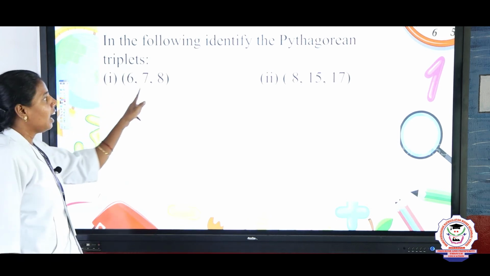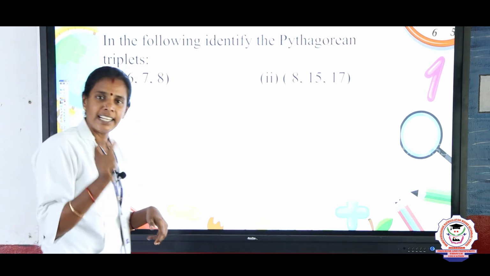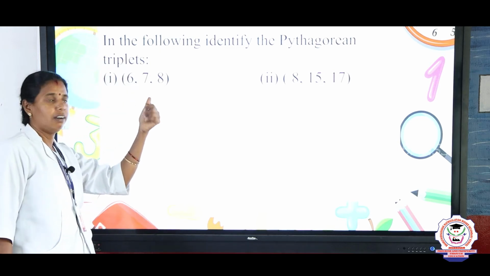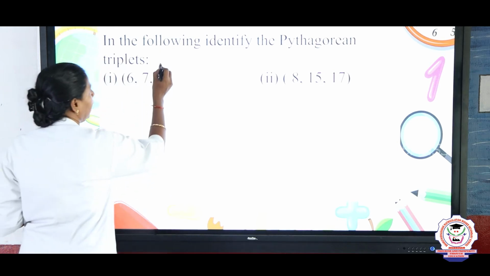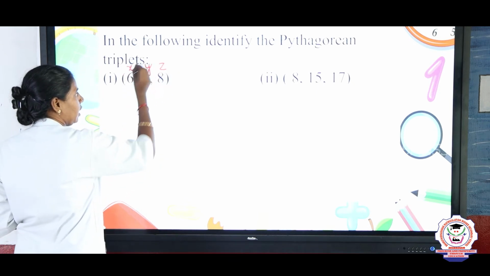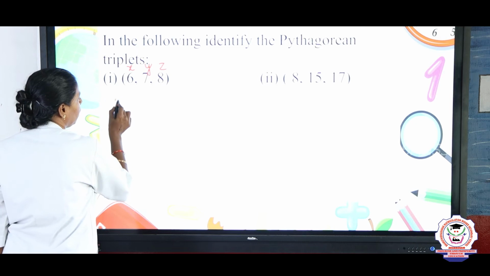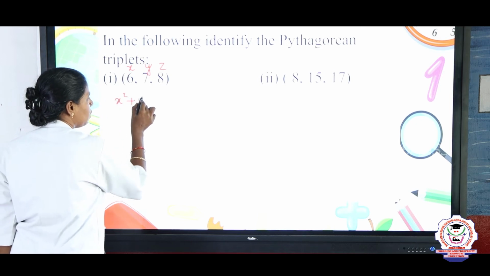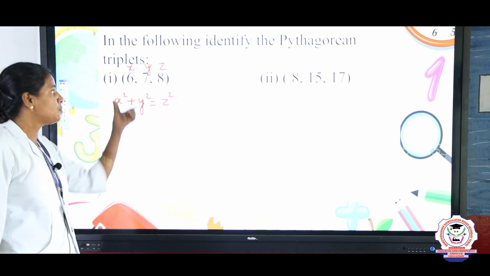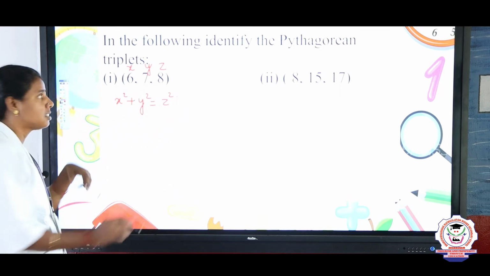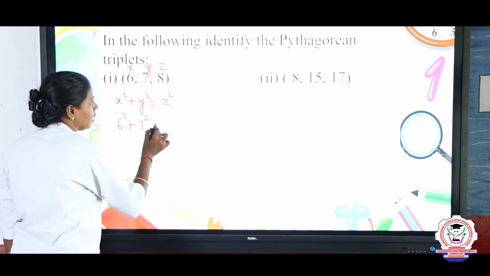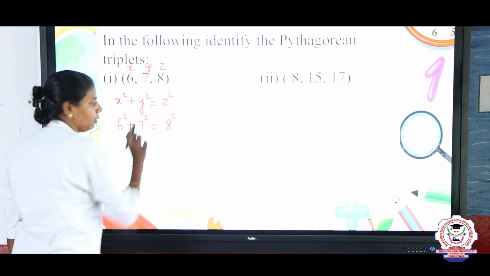See, I told you we want to choose the greatest number as z, right? So in 6, 7, 8, which is the greatest number? 8. Very good. So 8 we are going to consider as z, and these are x and y. So what is the triplet formula? x square plus y square equals z square, right? Now just substitute the values of x, y, z in this. So 6 square plus 7 square equals 8 square.